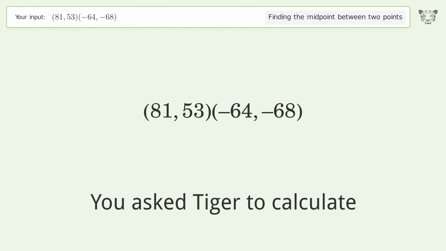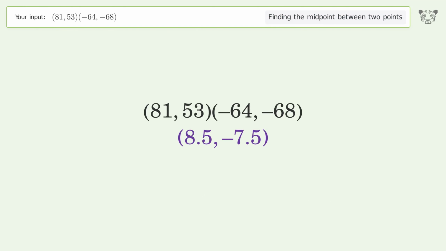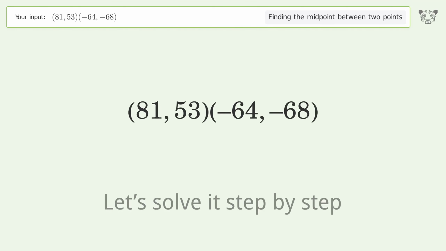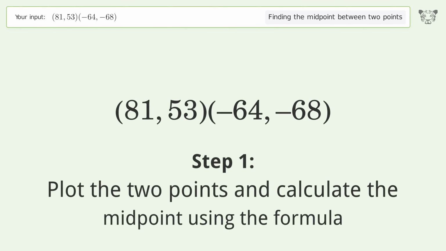You ask Tiger to calculate. This deals with finding the midpoint between 2 points. The midpoint between the 2 points is 8.5, negative 7.5. Let's solve it step by step. Plot the 2 points and calculate the midpoint using the formula.